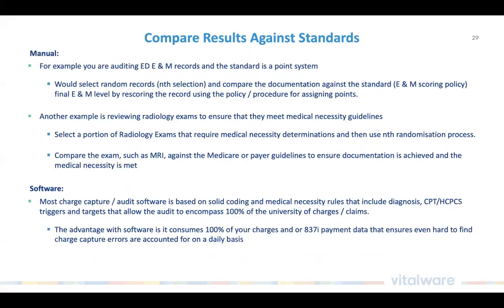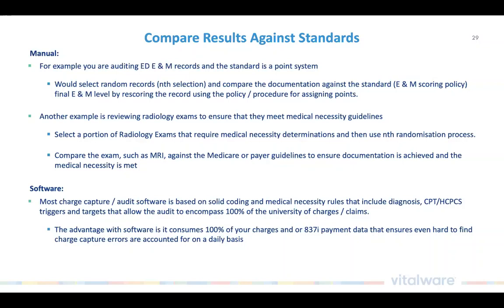So for example, I'm auditing ED records and I have a point system. First of all, the standard is the point system, the written documentation of the point system. I will select randoms and compare them against the point system based on the documentation. So I basically will go through the document and recode that document using the point system that has been adopted by the facility.